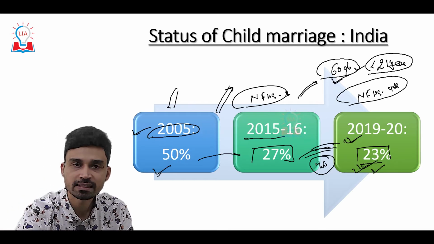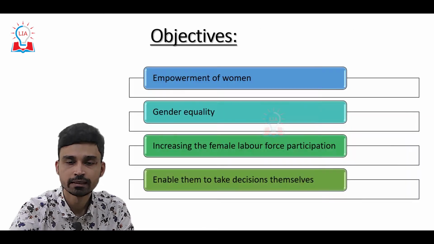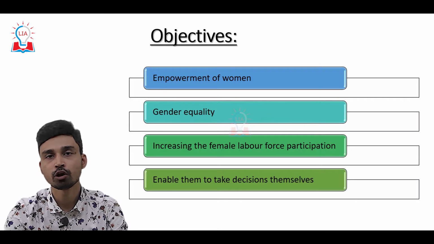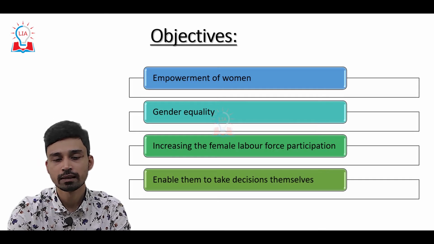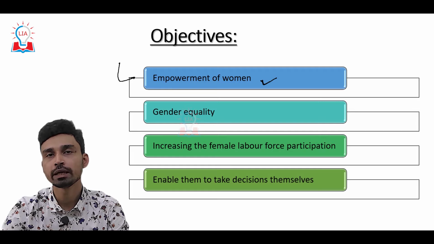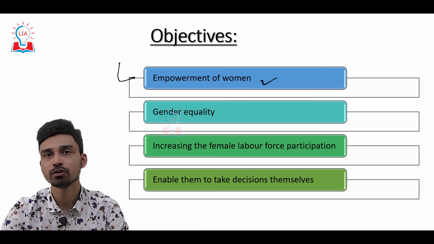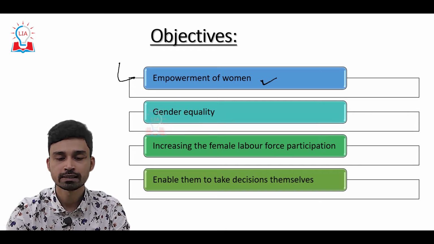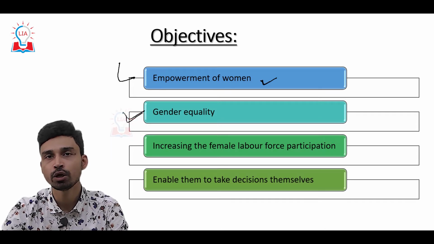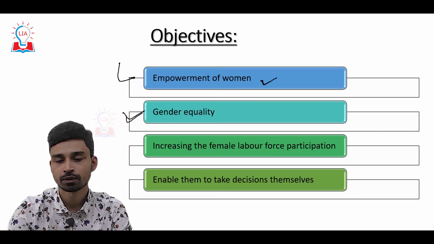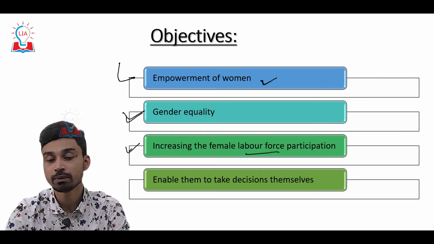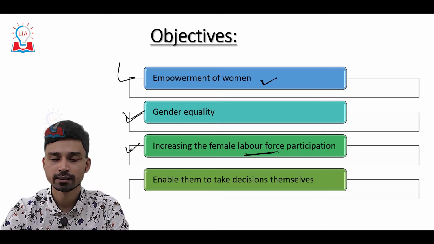Now, keeping these statistics in mind, the government wanted to achieve certain objectives through the amendment in this particular bill. First of all, the government is trying to ensure the empowerment of women by raising the marrying age of women. Second, it also emphasizes promoting gender equality via this amendment. Third, the objective in this bill is to increase female labor force participation.